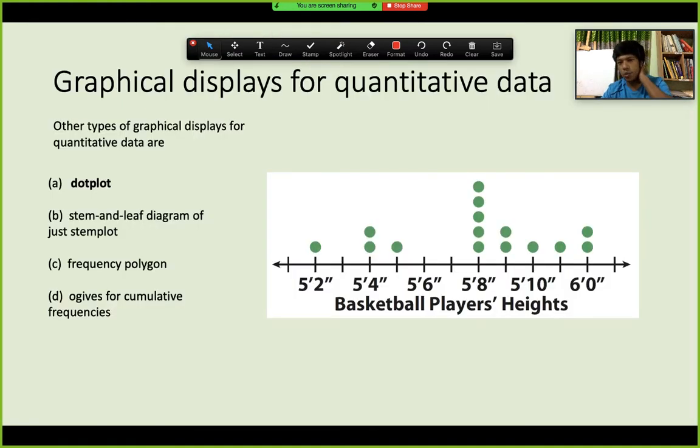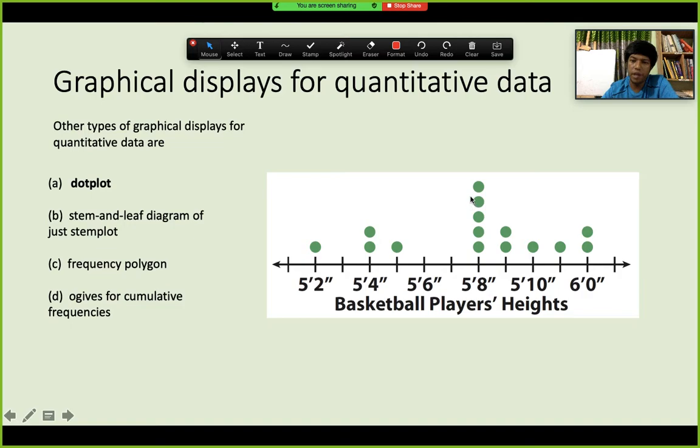Now there are some other ways by which we can represent this quantitative data. One way is called a dot plot. This is the dot plot. Basketball players' height. So 5 feet 2, there is 1 person here. Then 5 feet 4, there are 2 people here. On this number line, we can just put a dot, and this will represent the data. This is called a dot plot.